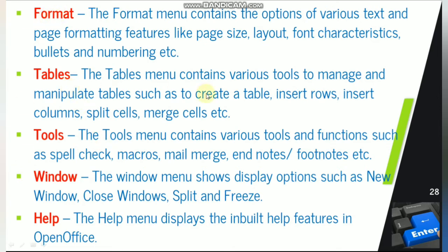Then Table. So tables are nothing but you can even create tables inside your OpenOffice Writer. Okay, so you can create a table, insert rows, you can insert columns, you can split cells, merge cells, etc. And inside the Tools menu you will have various functions such as spell check, macros, mail merge, endnotes, footnotes, etc. In the Window menu you have new window, close window, split and freeze. So in each and every menu you will have some features inside it.